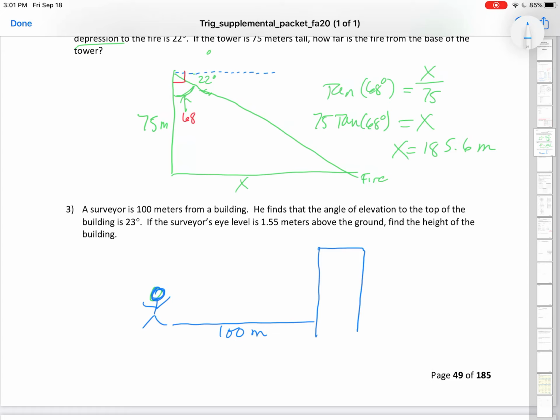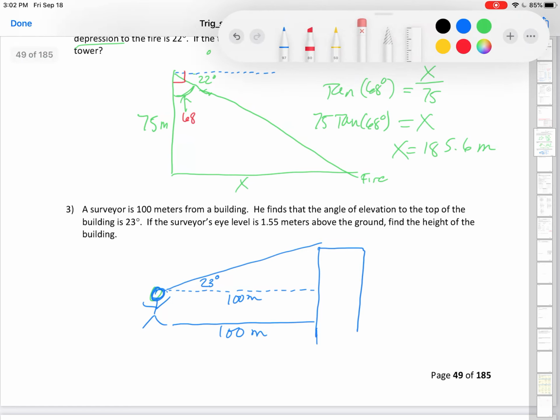If the surveyor's eye level is 1.55 meters above ground, find the height of the building. So I apologize, I skipped something. The surveyor finds that the angle of elevation to the top of the building is 23 degrees. Well, he's looking right here, and remember, angles of elevation are always off of the horizontal. And he's finding this right here is 23 degrees. We're 100 meters away from the building, so this is 100 meters right here.